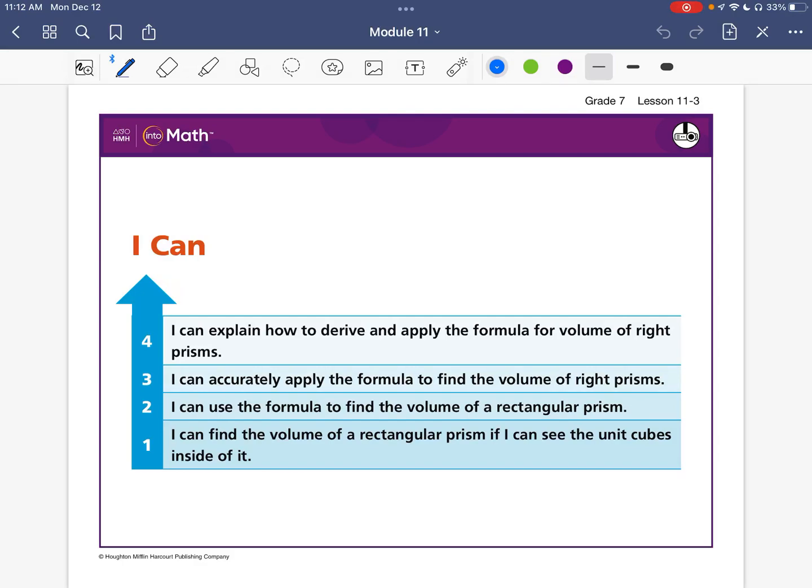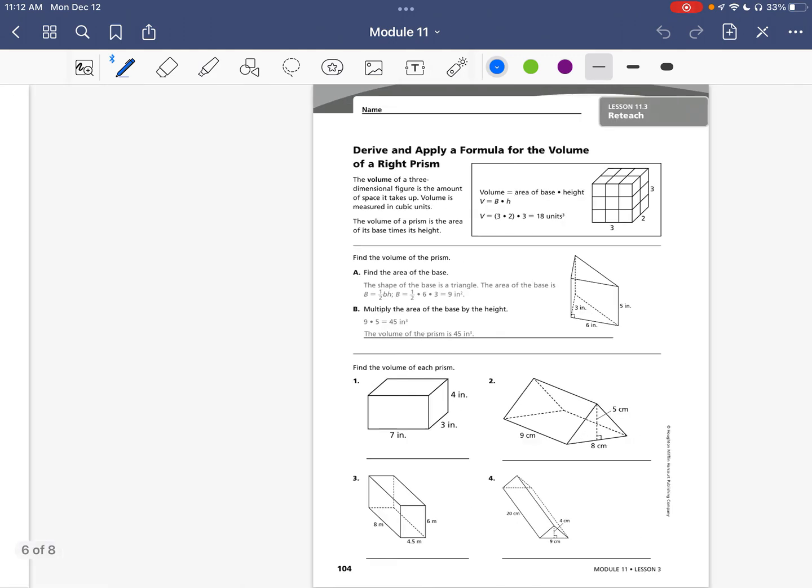Here is grade 7, module 11, lesson 3. Our I can statement is: I can accurately apply the formula to find the volume of right prisms.